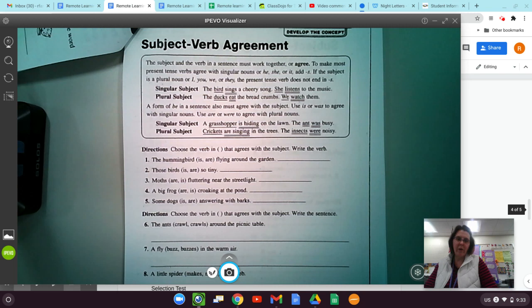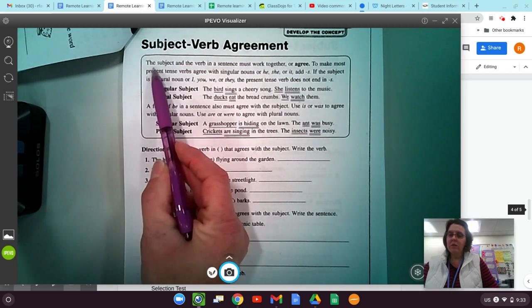Today, we are going to talk about subject-verb agreement. So the subject is who or what the sentence is about, and then the verb we've talked a lot about. Verbs show action, right? So the subject and the verb have to match or agree. So make sure you have this page out in front of you, get a pencil out, and follow along. I'm going to go through the top section with you. Let's read through this together.